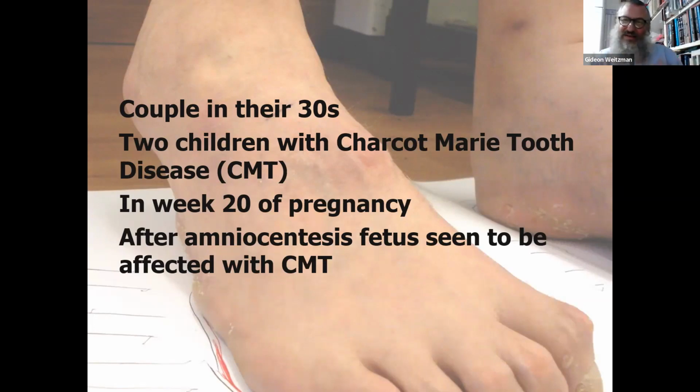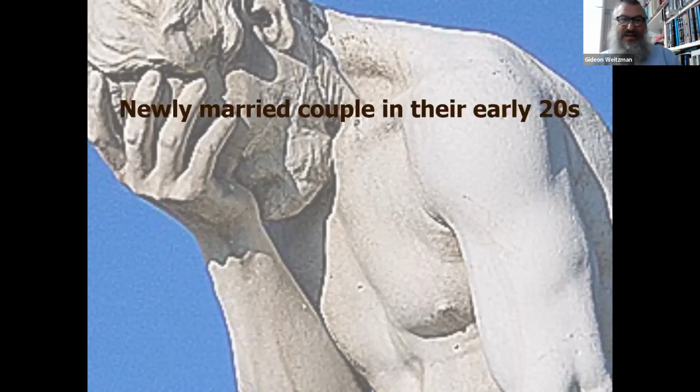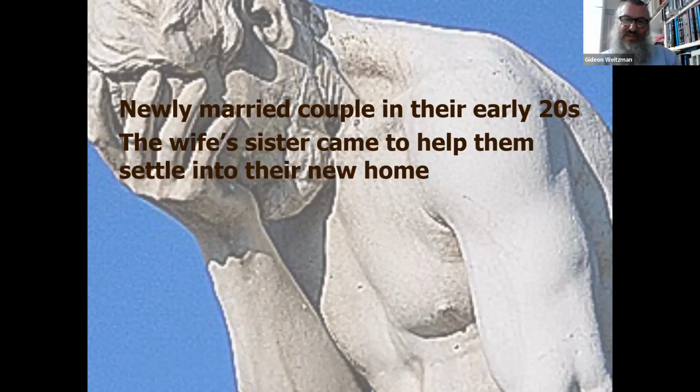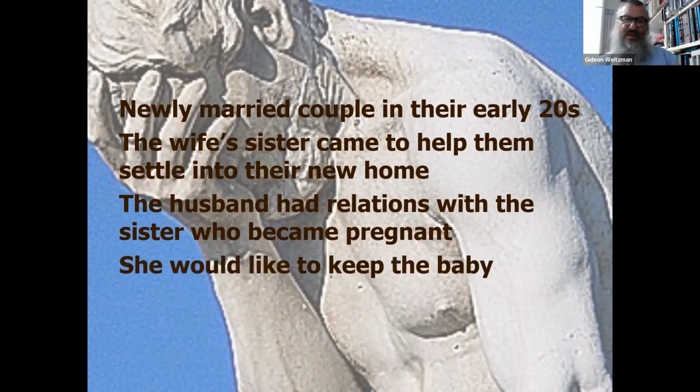And obviously I'm telling you all of my success stories, but I'm also telling you the failures of people that terminated, and I'll come to one failure in a moment. This is a horrible story. This is really a horrible case, but a case that happened to us. A newly married couple got married in their early 20s, and the wife's sister came to help them settle into a new home. And the husband had relations with the sister, who became pregnant. This is a true story. And she wants to keep the baby.